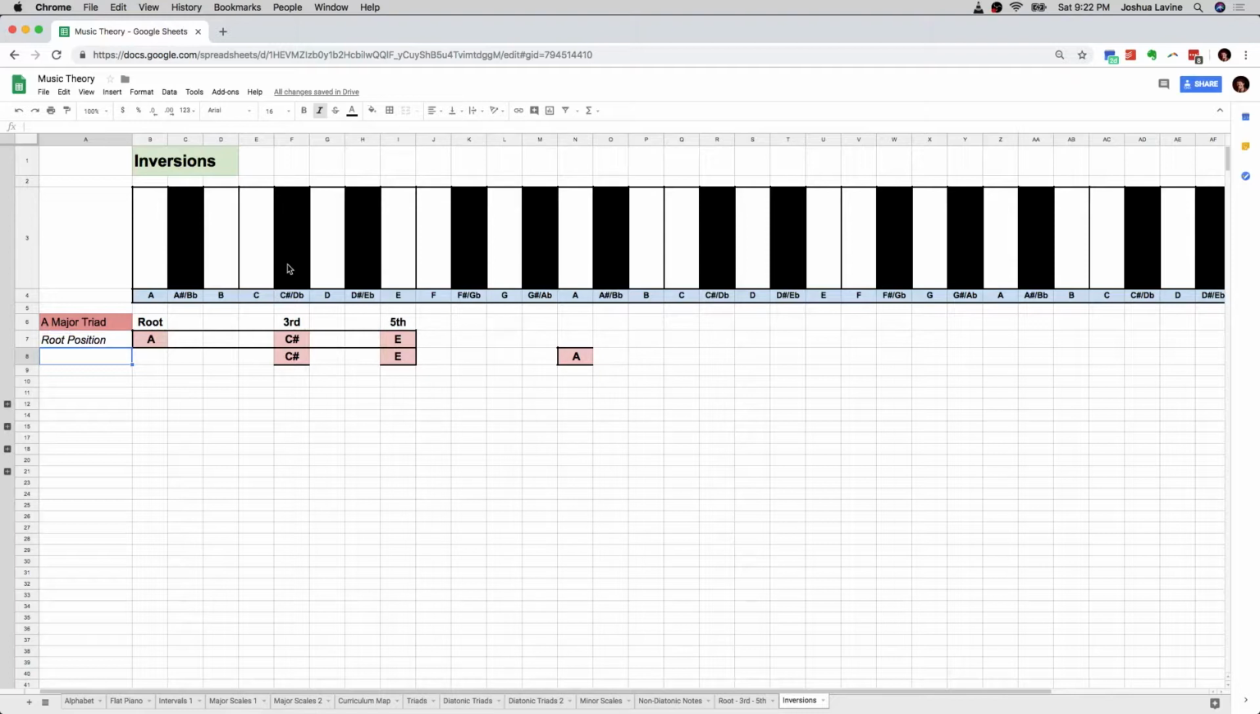But if then I decided I want to take my thumb off this A, I want to put it here, and I want to use my first finger to play this E, and I want to use my pinky to play this A, so I've got this note, and this note, and this note, I'm still playing the same exact notes, and so this is the A major triad, and now it's in first inversion.